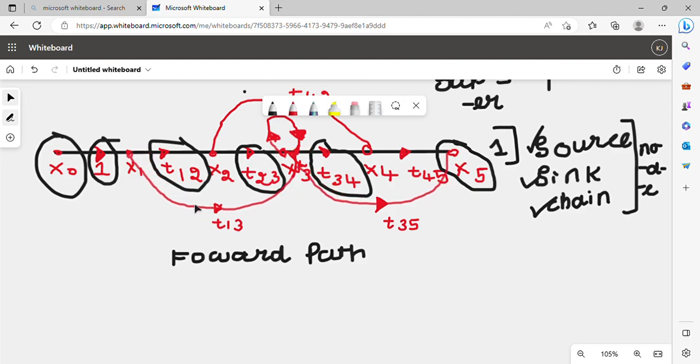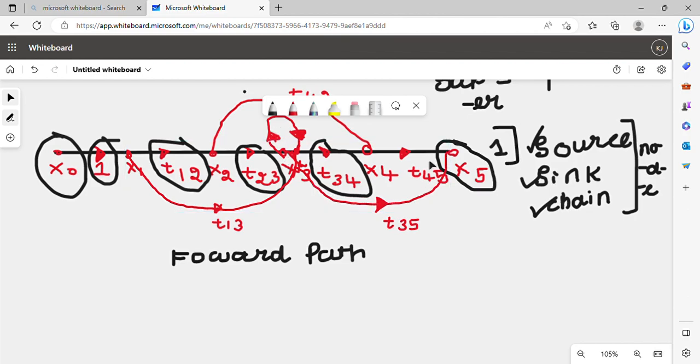I'm so sorry. This x0, x1, x3, x4, xy. And the next one is x0, x1, x2, x3, and directly my xy, right? x0, x1, x2, x3, and directly my xy, and once again it is my x0, x1, x3 and xy, right?